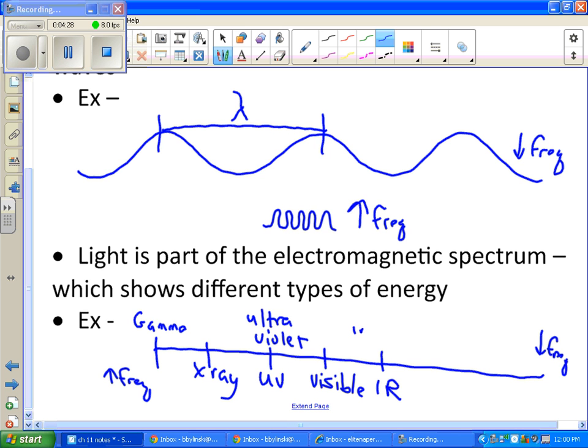Okay, next we have IR. This is called infrared. And two areas that you might recognize this are night vision goggles, or those lights that keep buffet food warm. So that's the kind of heat lamp that you see. It's usually red, right? So that's infrared.